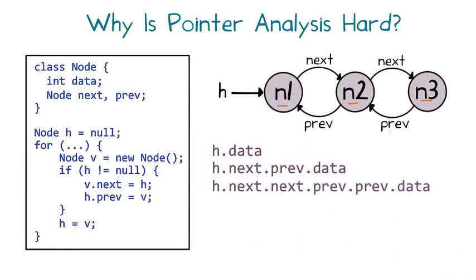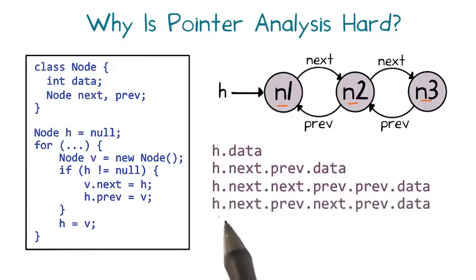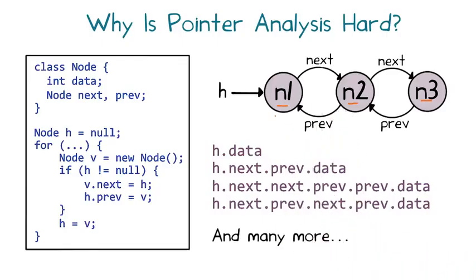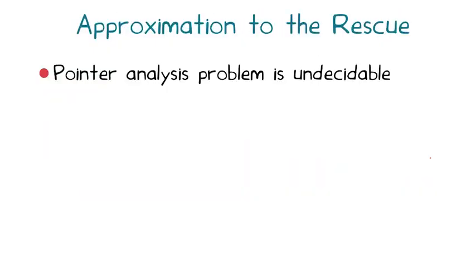h.next.priv.data. Yet more ways to refer to it are h.next.next.priv.priv.data, h.next.priv.next.priv.data, and so on. Tracking all these different expressions is inefficient at best and infeasible at worst. In the presence of cycles, like in this example, there are infinitely many ways of referring to the same piece of data.